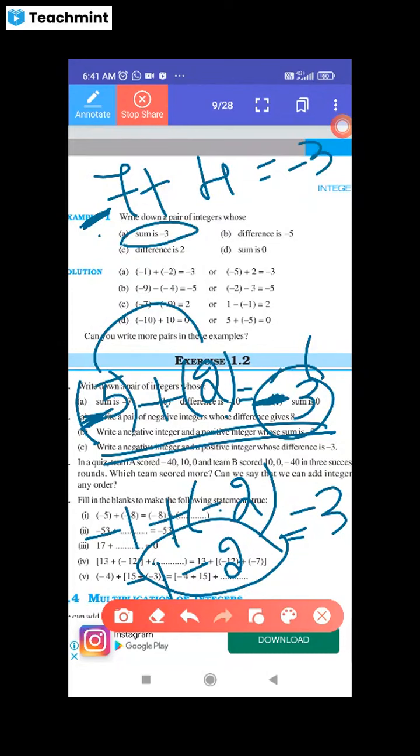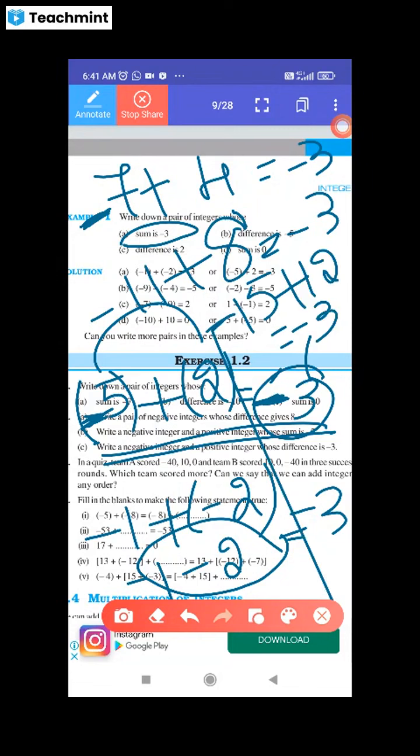11 plus 11 plus 8. You will get the answer minus 3. Isn't it? In the same manner, you have to find out. So, for example, minus 15 plus 12. What is the answer? Minus 3. Minus 3.